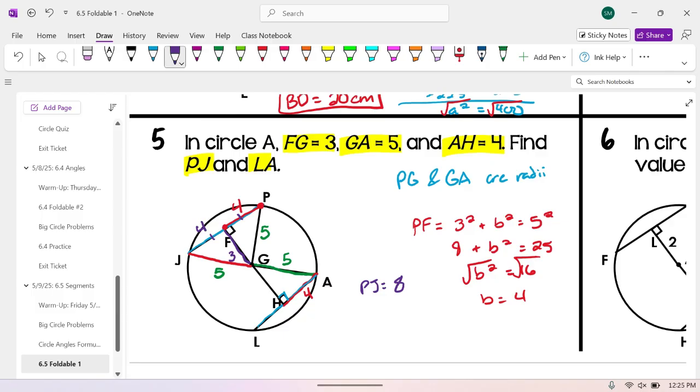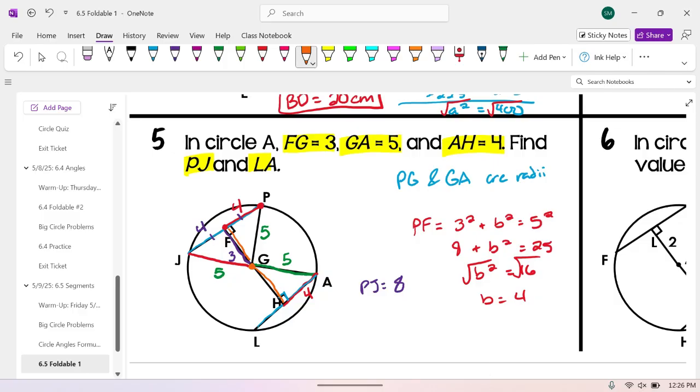Now, is PJ congruent to LA? That's my question for you guys, and how do you know? Yes, how do you know? I'll give you a hint. Theorem 3. Right, they're equidistant from the center. So these are both the same distance. All right.